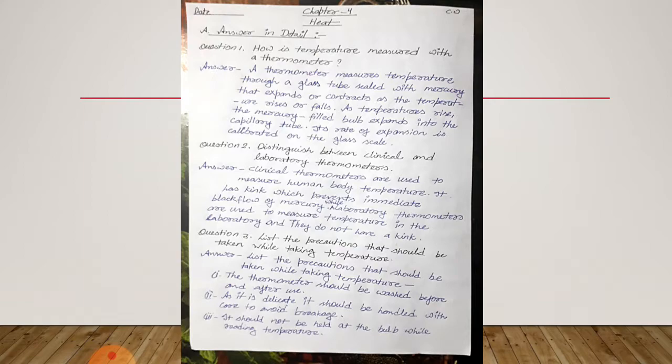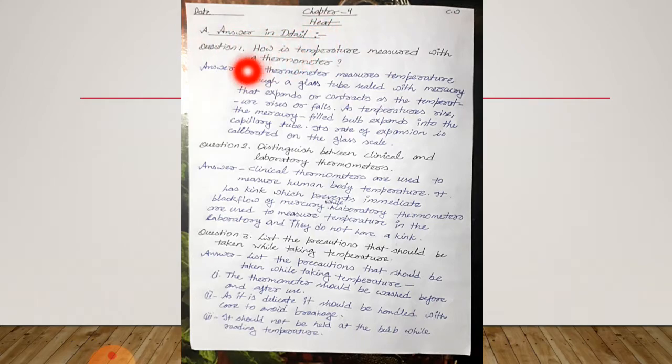So you have to do question answers and fill in the blanks of chapter 4 in your science copies, and the rest of the exercise you have to complete in your book, not in your copy. So first you have to mention today's date, classwork, the number of the chapter, that is chapter 4, and the name of the chapter, that is heat.